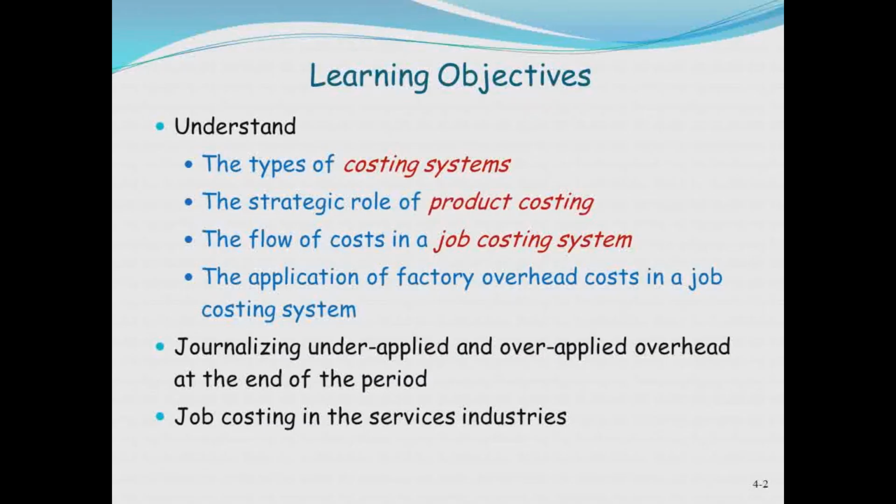Okay? So we'll start off, we'll talk about types of costing systems. We'll talk about the strategic role of product costing. We'll talk specifically about job costing, how you apply factory overhead in a job costing environment. And we'll talk a little bit about journalizing. Here's one of the cases where we'll actually talk about journals, and I'll try not to frown through it. And then we'll talk about the service industry, because, as I said, this is the New York metropolitan area. It's service-based. Many of you will be working for a service-type company.